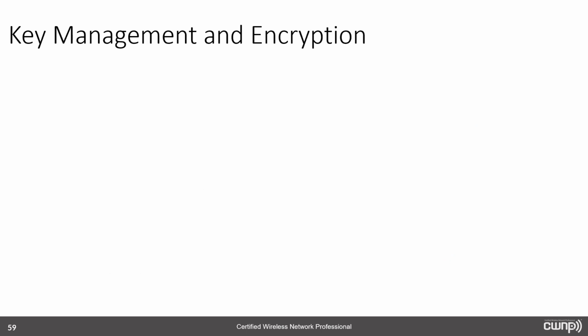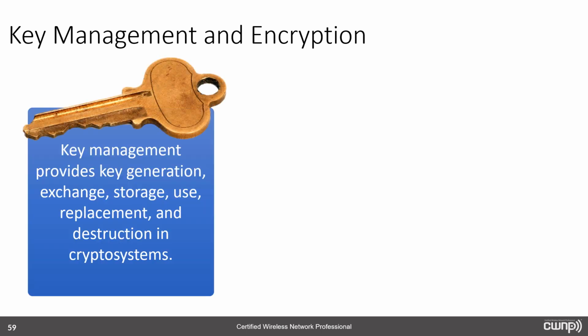Now we also have the concept of key management and encryption. I mentioned that confidentiality can be provided by using encryption. Key management provides key generation, exchange, storage, use, replacement, and destruction in crypto systems. Now, to understand this, a key is really nothing more than a number. That number is used in the encryption algorithm. But the key needs to be generated. We have to have somewhere that number comes from. Sometimes we have to exchange the key. We have to share that number with somebody.